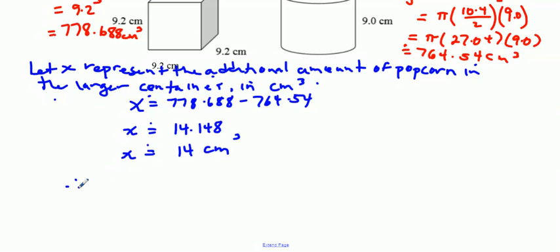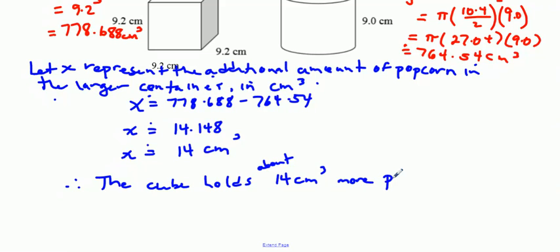I'm going to put in a therefore statement. Therefore, because this is a word problem, we always put a therefore statement in. Therefore, the cube holds, you could even put the word about because we rounded it, 14 centimeters cubed more popcorn.